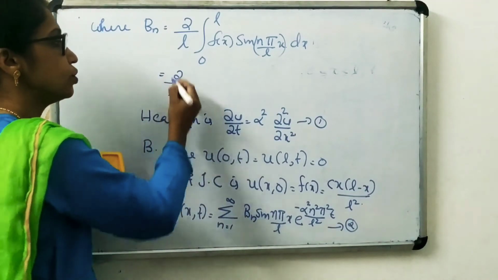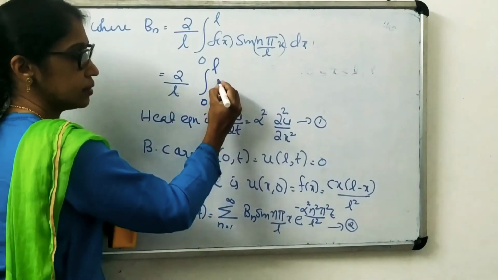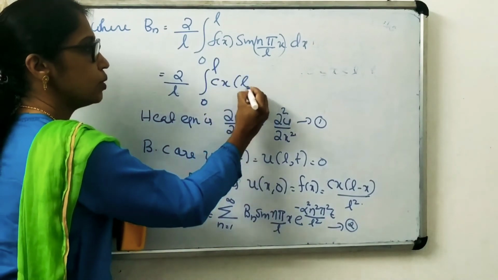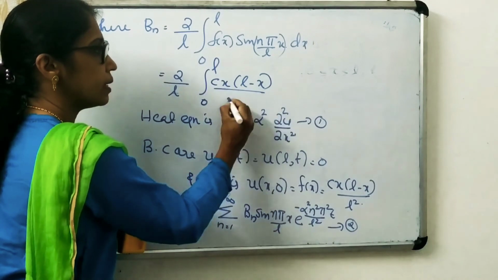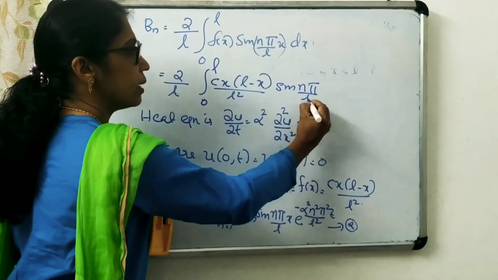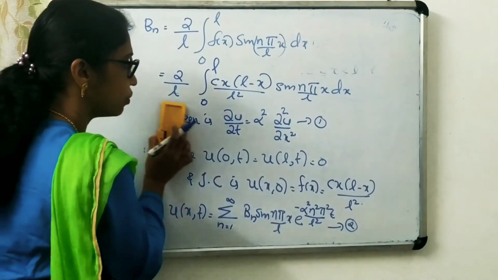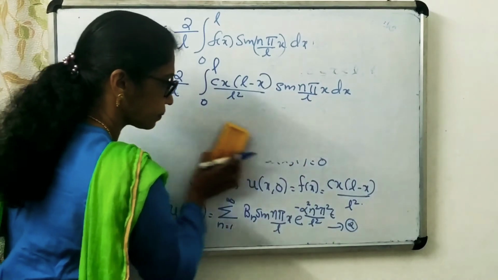Okay. Now here Bn = (2/L) ∫ from 0 to L of Cx(L - x)/L² sin(nπx/L) dx. Okay, now I am going to integrate this.